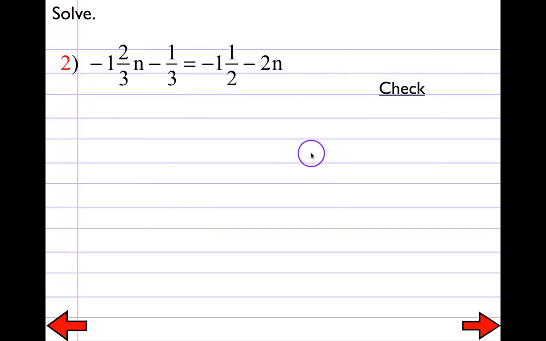So here for number 2, I would like you to go ahead and pause the video and try this one by yourself, because the steps are the same. Nothing's changed, except now instead of working with whole numbers, we're going to be working with fractions and decimals. So go ahead and pause the video and try it on your own.